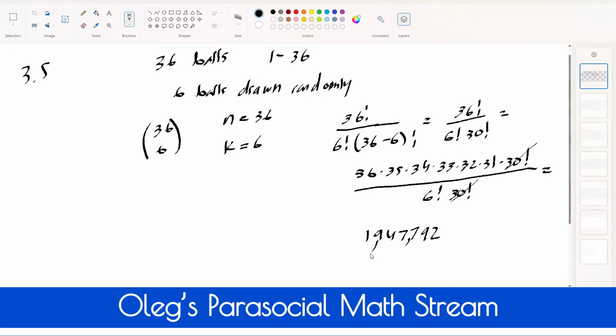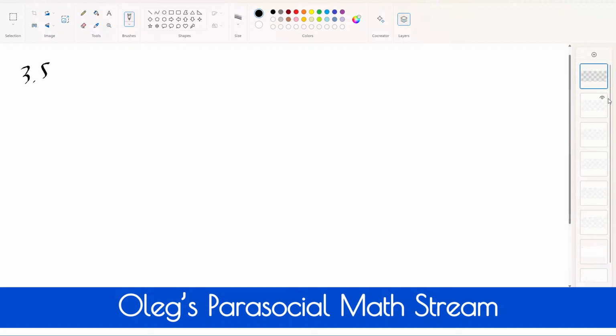Okay, back to work here. How many 7-digit binary strings have an odd number of ones? Okay, so here we go. We have 7-digit binary, so we have 0.